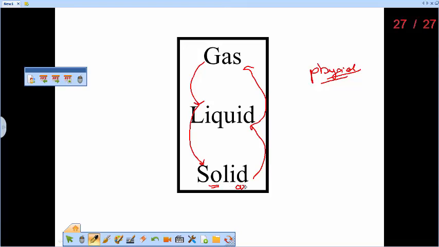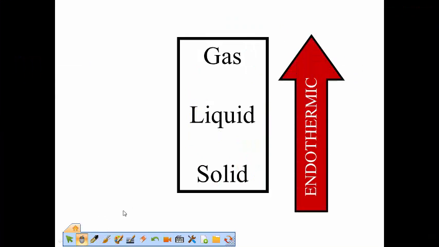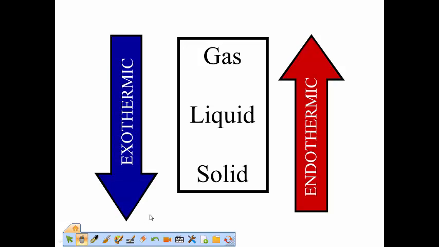The atoms and molecules in a solid are close together. In a liquid, they are further apart, so you've had to add heat energy to break those attractive forces. And in a gas, they're even further apart, so you needed to add more heat energy. So in going from a solid to a liquid to a gas, that is always an endothermic process. Therefore, going from a gas to a liquid to a solid is always an exothermic process.